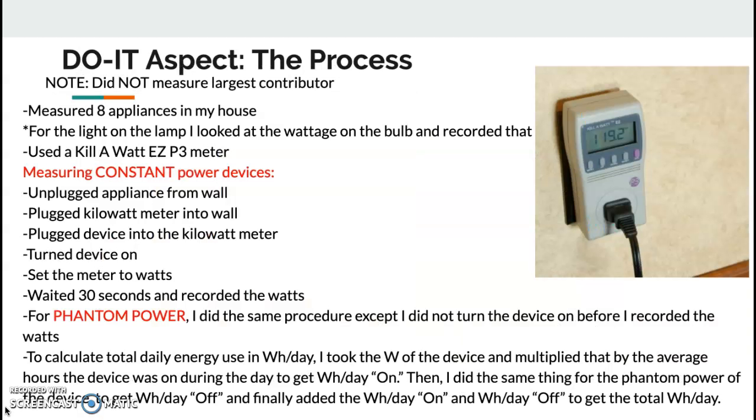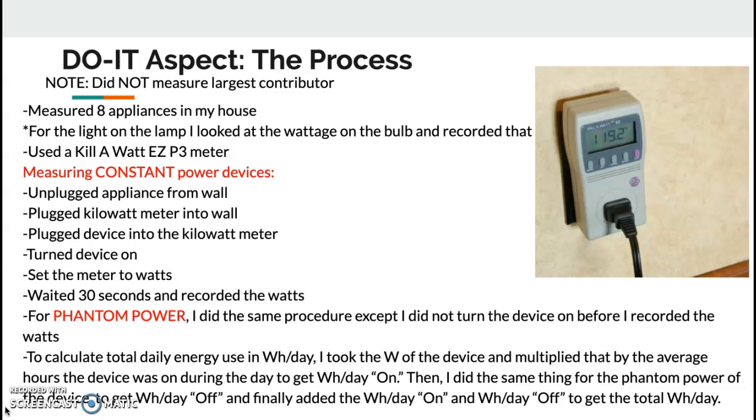The process for this project is that I measured 8 appliances in my house. For the light on the lamp, I looked at the wattage on the bulb and recorded that. For the remaining 7, I used a Kill A Watt EZ P3 meter. To measure constant power devices, I unplugged the appliance from the wall, plugged the meter into the wall, and plugged the device into the meter. After that, I turned the device on, set the meter to watts, and I waited around 30 seconds and recorded the watts.